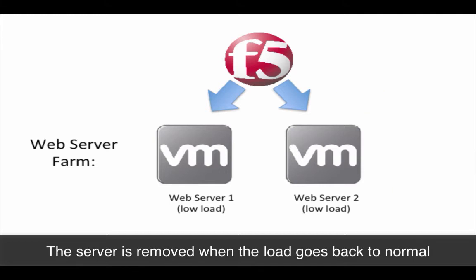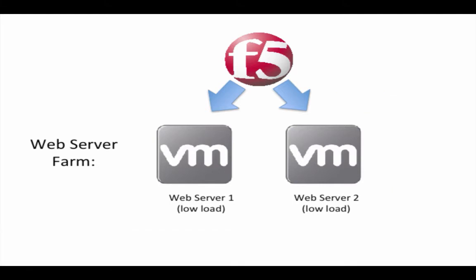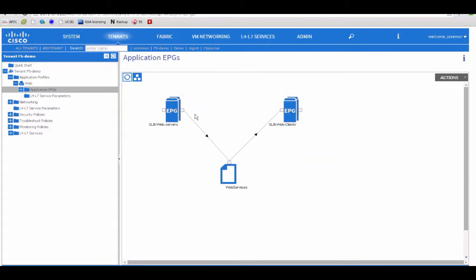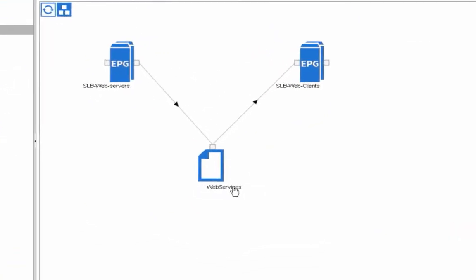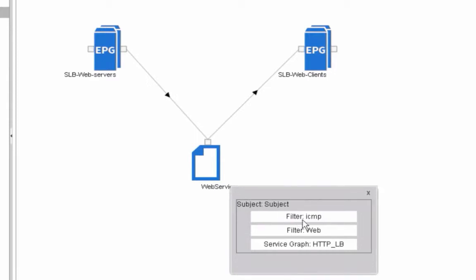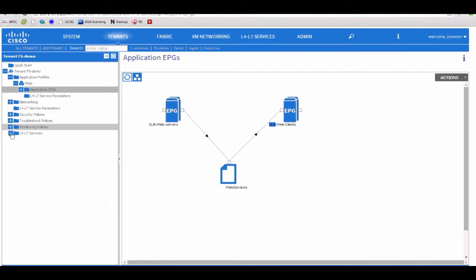Typically, to do this, there are two parts, the VM part and the network part, and the network part is supposed to be more complicated. So let's have a look how difficult it is with ACI. Here we have an application modeled with Cisco ACI. We have some clients, some servers, they can speak to each other using some filters and something called a service graph. Let's have a look what's this service graph.